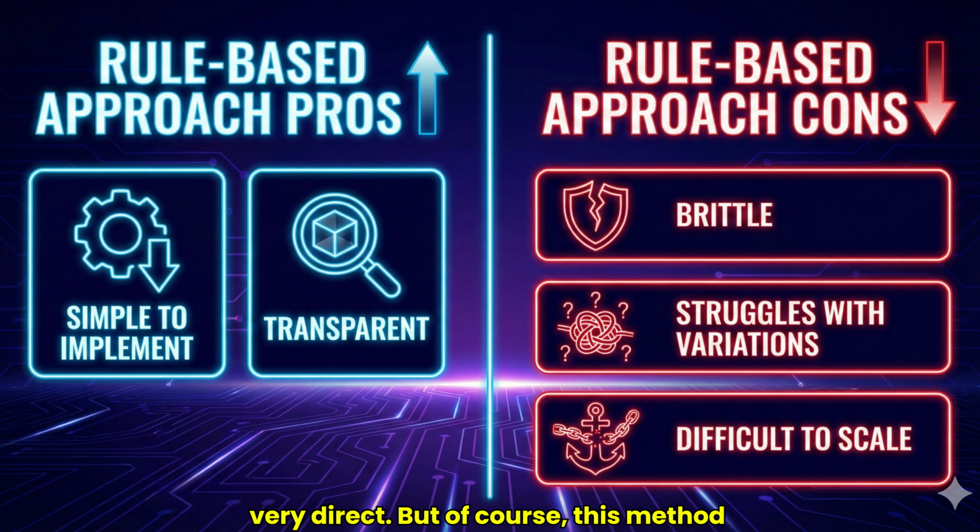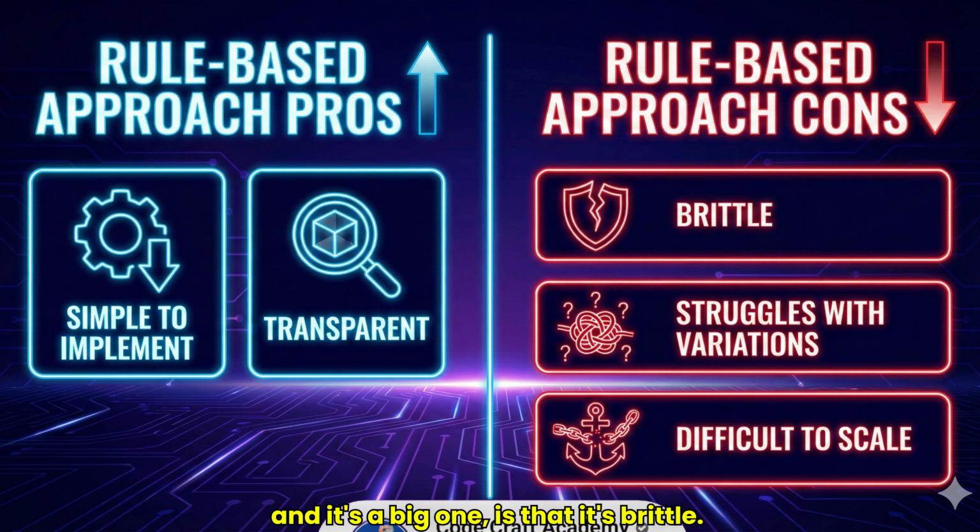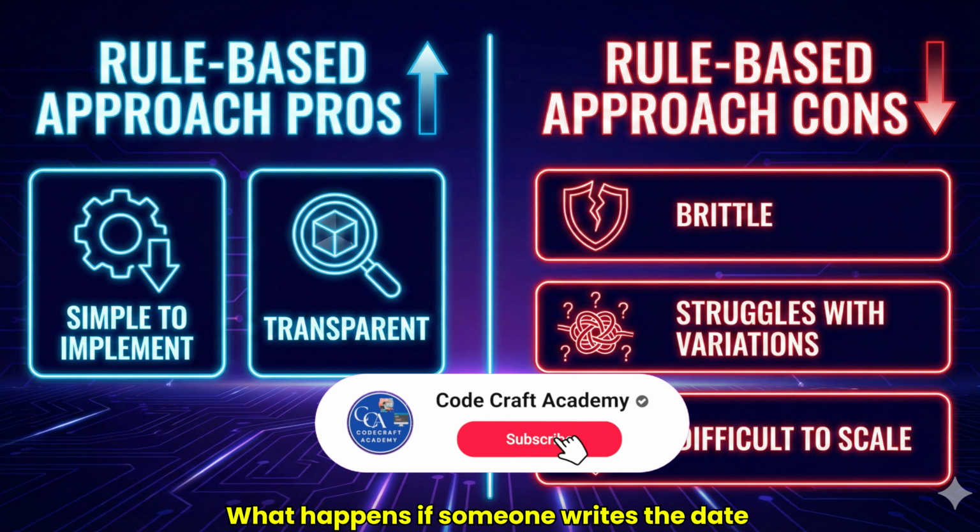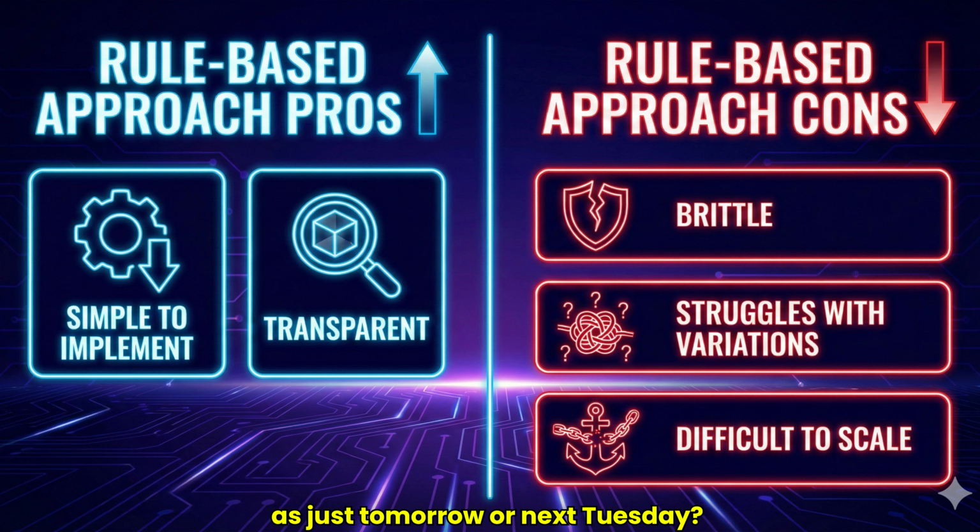But of course, this method has its pros and cons. The huge upside is that it's totally transparent. You know exactly why the machine made its decision, because it was just following the rule you gave it. But the downside, and it's a big one, is that it's brittle. What happens if someone writes the date as just tomorrow or next Tuesday? Your rigid rule would miss it completely. That inflexibility makes it a real headache to scale up and maintain.